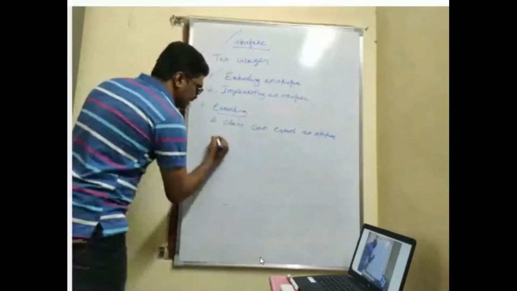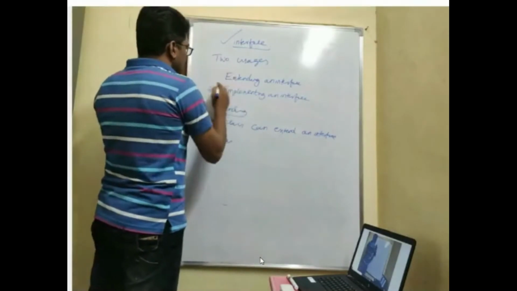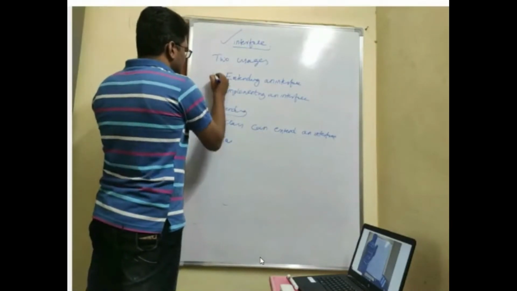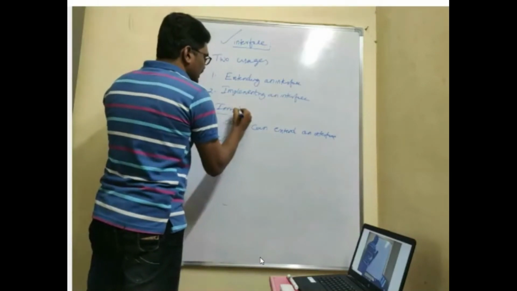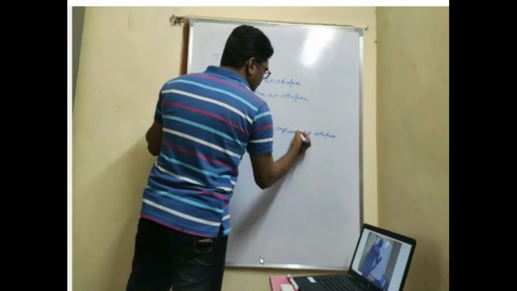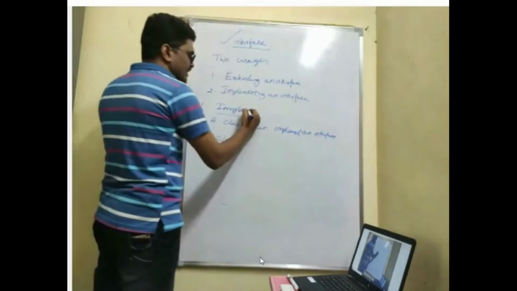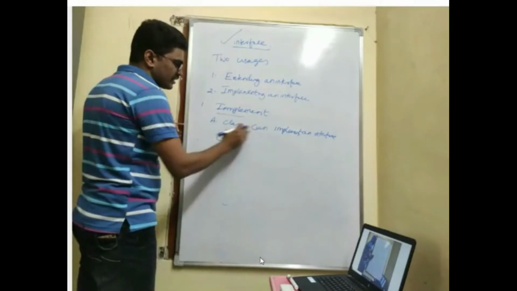Sorry, really sorry. First we'll discuss implementing. A class can implement an interface; a class cannot extend one. First, we'll discuss the implementation part. A class can implement an interface.